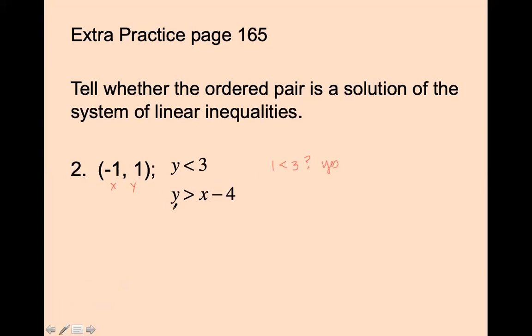Here I replace y with 1 and x with -1. And I have to see if that is true. So let's see, is 1 greater than -1 minus 4, which is -5? Is that true? Certainly. So the question is, is the ordered pair a solution to the system? Since we got a yes answer for both of these, our answer is yes. If you get a yes and a no, or a no and a no, then it is not true for the system.